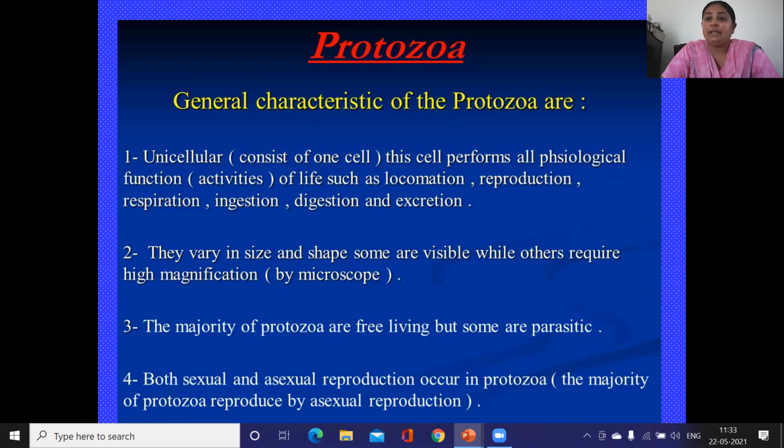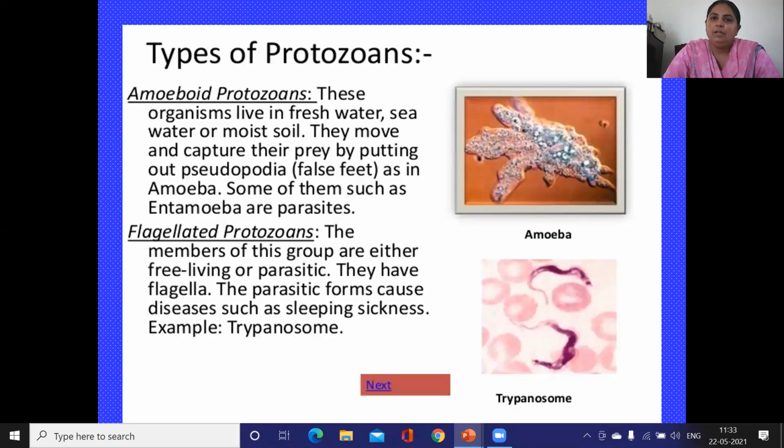Another thing is regarding their reproduction. Both types of reproduction, that is sexual and asexual reproduction, are found in protozoa. The majority of the protozoa reproduce by asexual reproduction. So we have four main types of protozoan. I have already explained their features in my previous lecture.